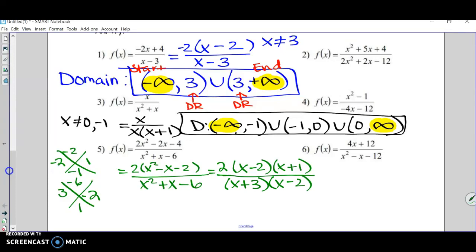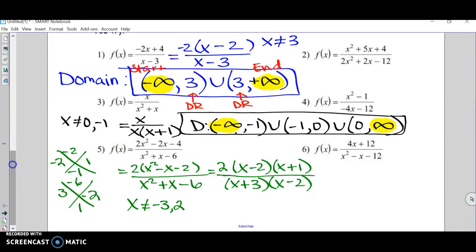Now, does it look like I can simplify this rational further? Yeah. But do we do that before we find domain restrictions? No. You always find domain restrictions first, okay? Before you cancel out anything, find your domain restrictions first. So who do I care about, numerator or denominator? So x can't equal what? Negative 3 and positive 2, okay?